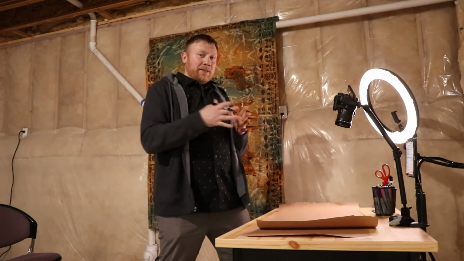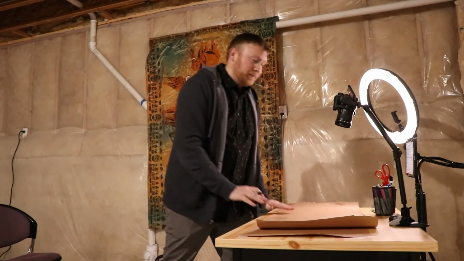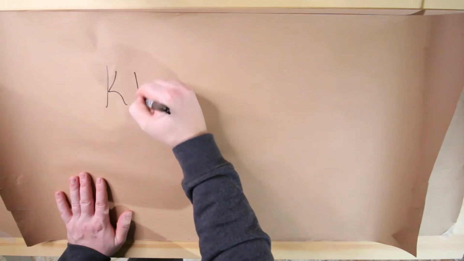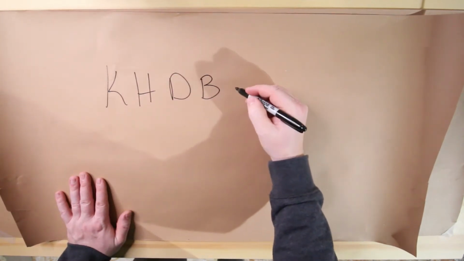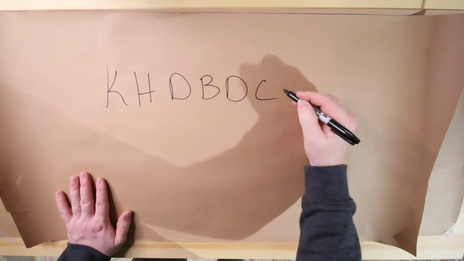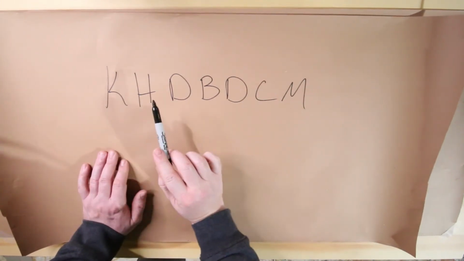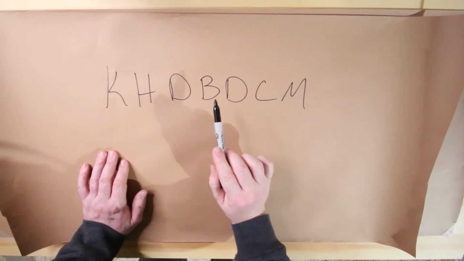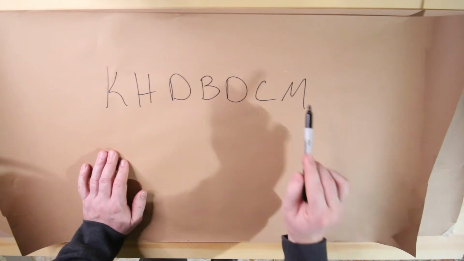the King Hector method, which is just a simple acronym that's going to teach you all of the measurement units within the metric system. King Hector died by drinking chocolate milk. This is kilo, hecto, deca, the base unit, deci, centi, and milli.